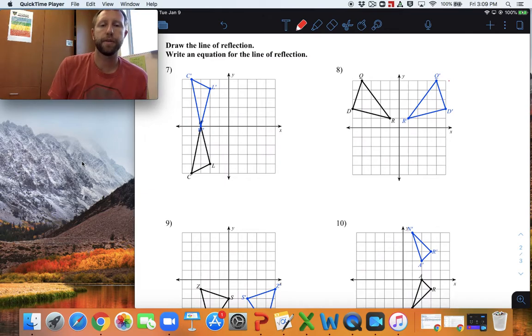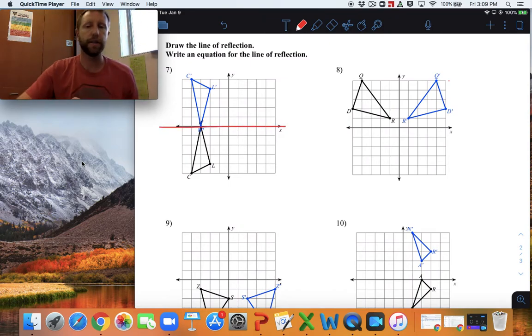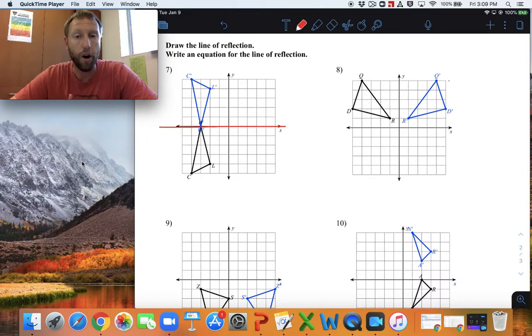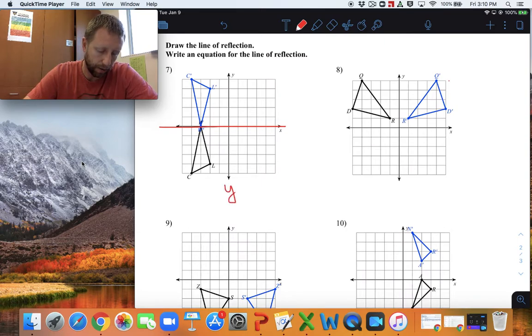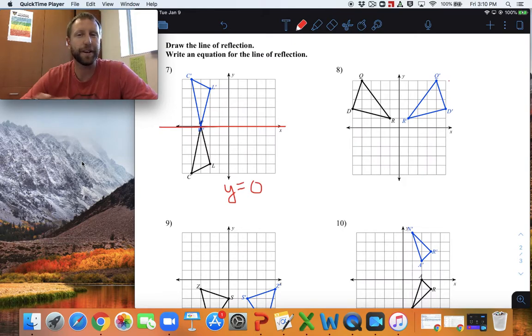I've got my pre-image and my image, one above the other. So that means I know my line's horizontal, and in fact it's going to be right there on the x-axis. And a horizontal line, remember, has the equation y equals some number. Well, it's y equals 0 because I don't have to go up or down on the y-axis at all. It's right there at the origin.